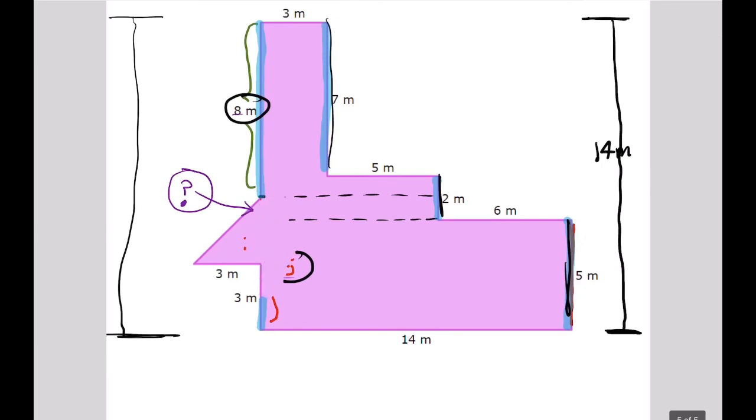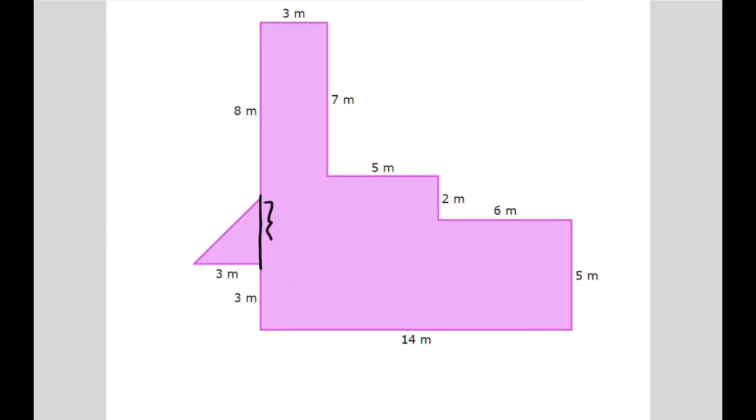So now we have all the necessary information to figure out what that triangle is. So we've determined that that section right there was 3. So that triangle right there is going to be 1/2 times 3 times 3. Well, there's no other way to do that. 1/2 times 3 is 1.5, and 1.5 times 3 is 4.5. So the area of that section is 4.5 square meters.